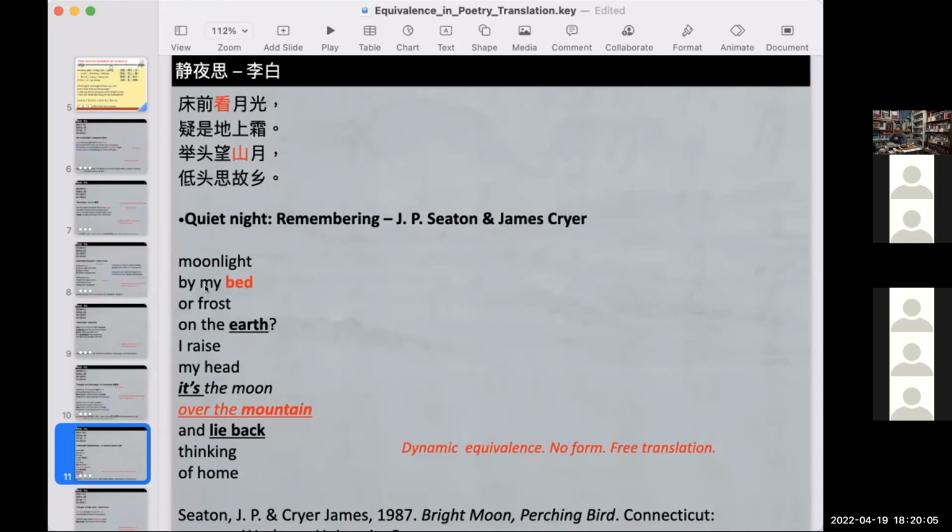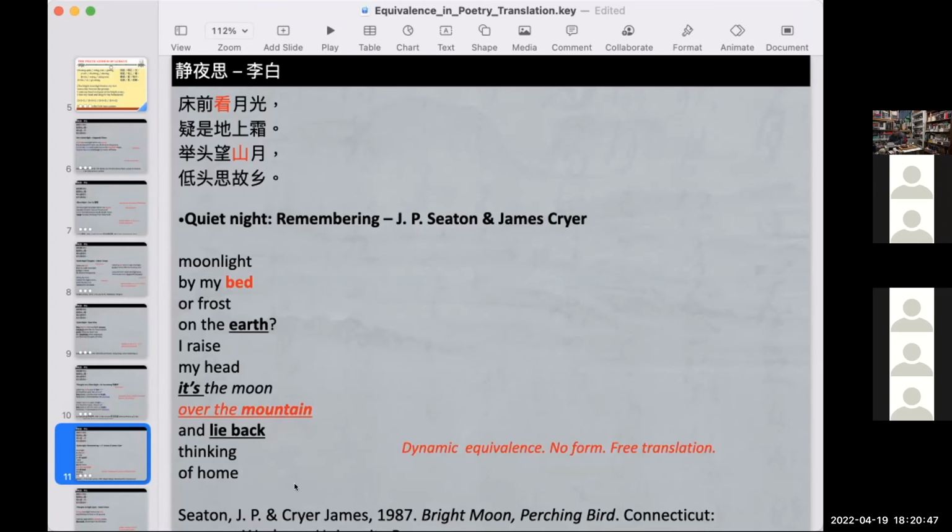So look at these short lines. Moonlight, just one word in one line. Moonlight on my bed, or frost on the earth. Of course, when you read it, you have to connect the lines together. But this is how he would like to put it, to at least make it look like a poem. Moonlight by my bed, and "by" and "bed" are also alliteration. Or frost on the earth. I raise my head. It's the moon over the mountain, and my back thinking of home.